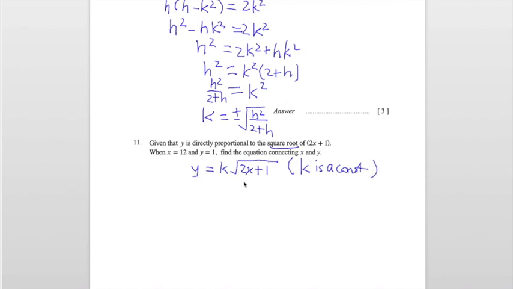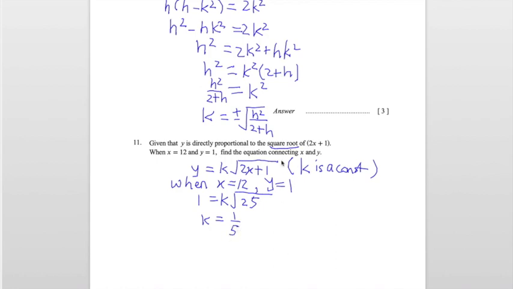Alright, now we have to proceed to find k in order to get the equation. So we are given two values: when x is 12, y is 1. So we substitute in y is 1, x is 12, so 12 times 2 is 24, 24 plus 1 is 25. Okay, so now the square root of 25 is 5, so k is 1/5.